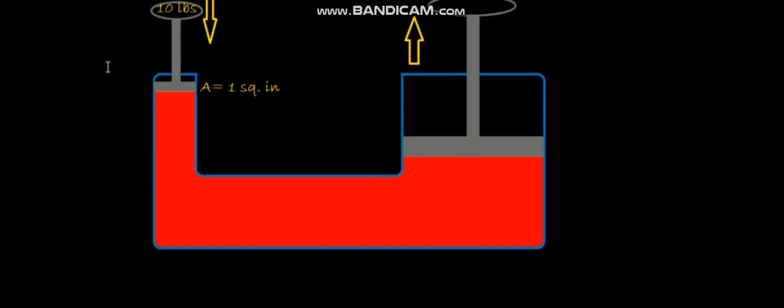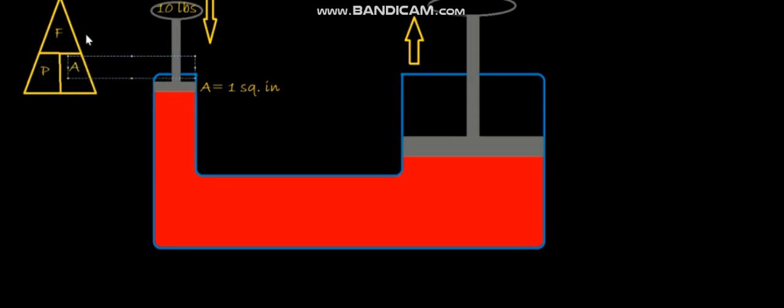So let's take a look at what's happening here. So let's get a proportionality triangle in here. And let's put our equation in here, and hopefully you remember the equation here. So I've got force in pounds. I have pressure in PSI, or pounds per square inch. And then, of course, I would have area, and that's going to be in square inches.